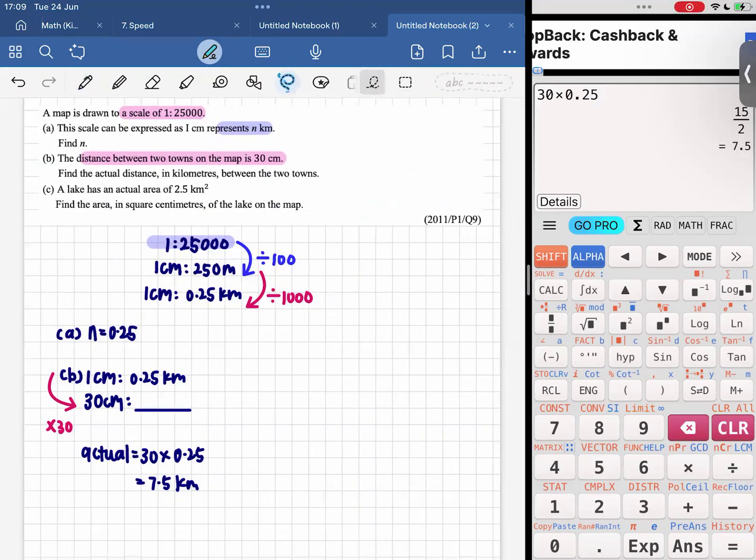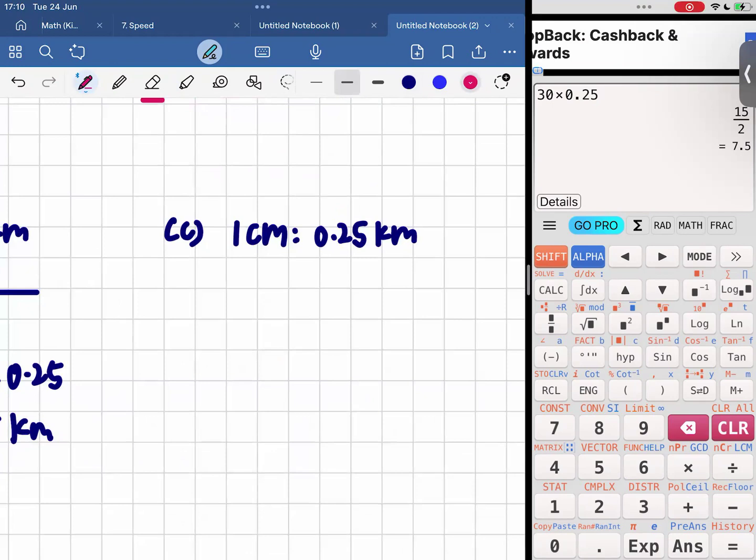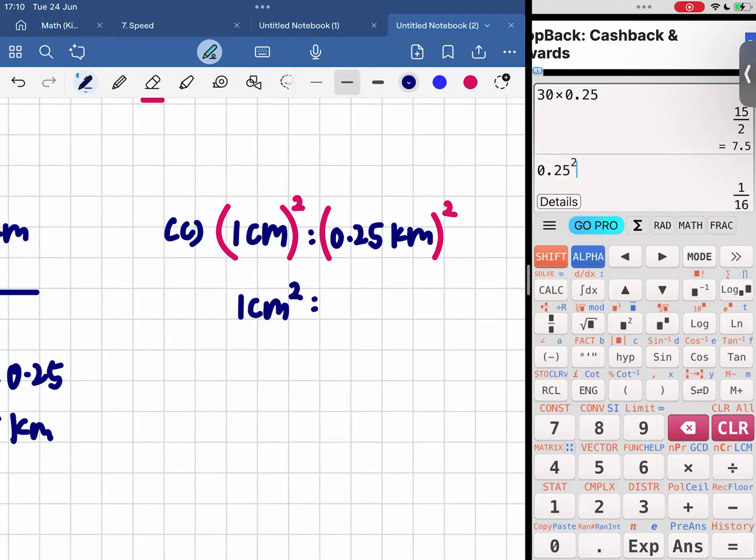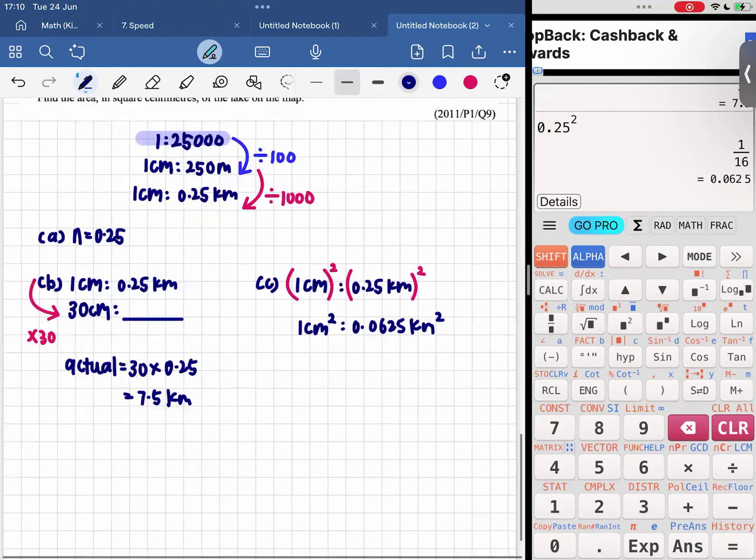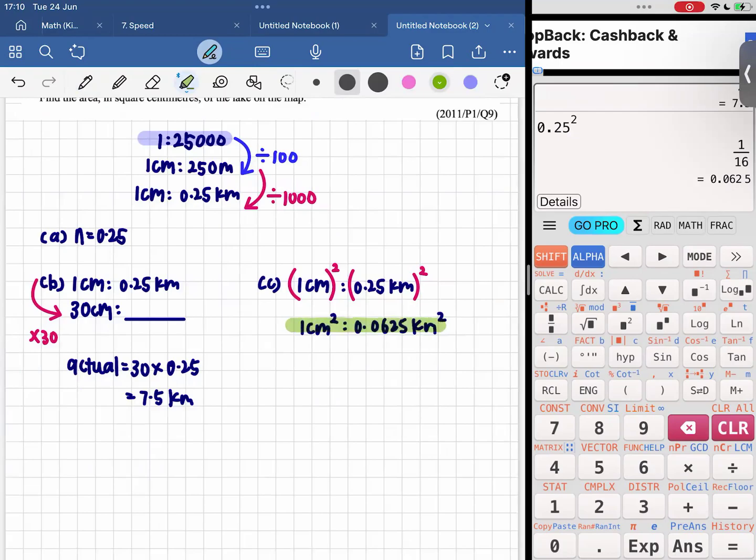Okay, part C is the one that many students always struggle with, but actually it's a very easy one. Look at this. This is area. So you use the same scale from here. Part C: how do you change this to area? You want cm square and km square, correct or not? So it's just as simple as squaring it. Square it like that. So this one here will be 1 cm square to 0.25 square, which is 0.0625. So now this is the area scale. This was the length scale. Different, right? You just need to square it.